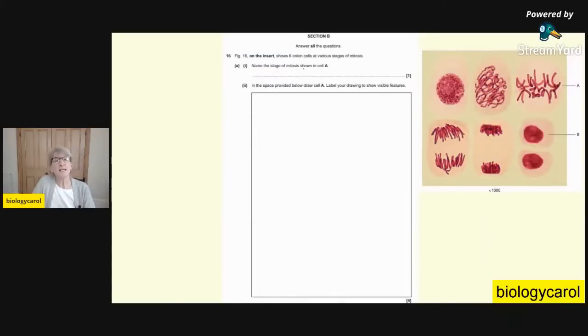Question 16: on the insert, we have onion cells undergoing mitosis. Name the stage of A. Particularly as these are in the right order, I absolutely know that this is interphase. This is prophase because we've got the chromosomes visible. This is metaphase because the chromosomes have all gathered on the equator, and their centromeres are now all at the equator. So even though they look a little bit messy, they are all gathered on the equator. This is anaphase, this is telophase, and this shows the two cells after cytokinesis. So A is metaphase, and that was right.